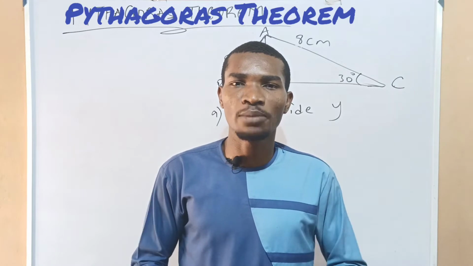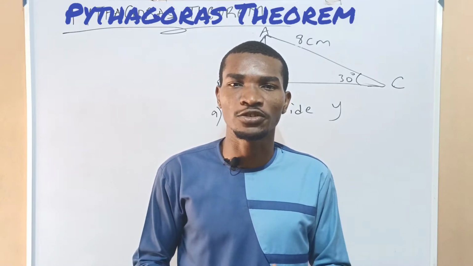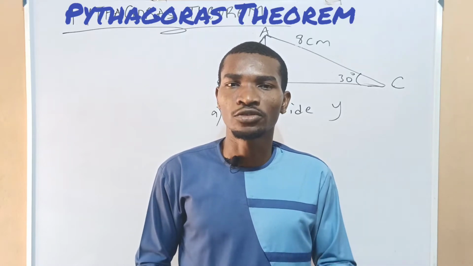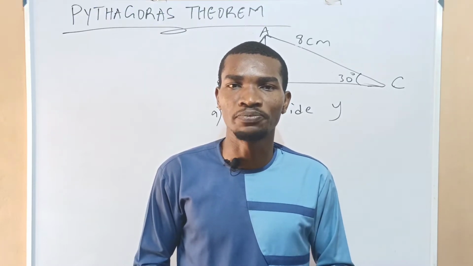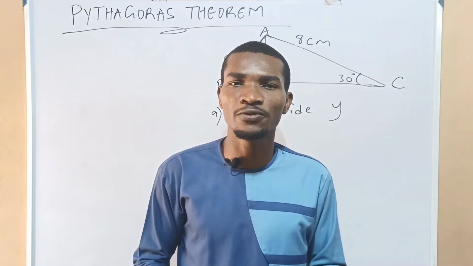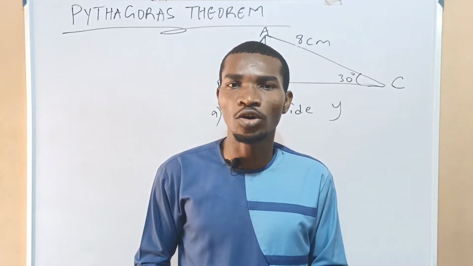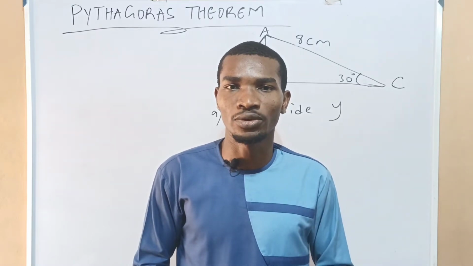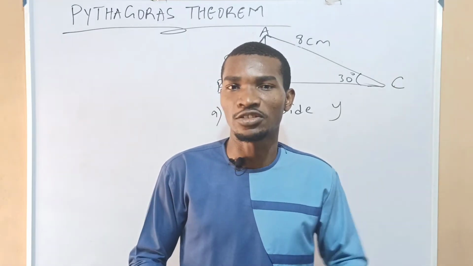In this tutorial, I'm going to state the Pythagoras Theorem and also show you how to use it to solve a practical problem. Remember that Pythagoras Theorem is used whenever you are asked to find the remaining side of a given right angle triangle, having been given the other two sides of it.